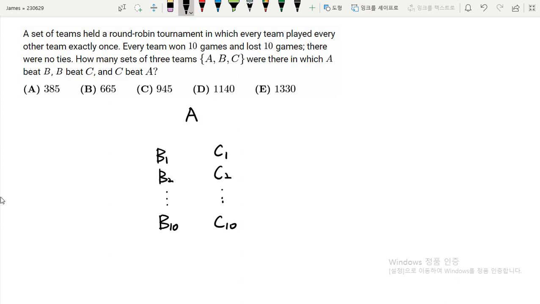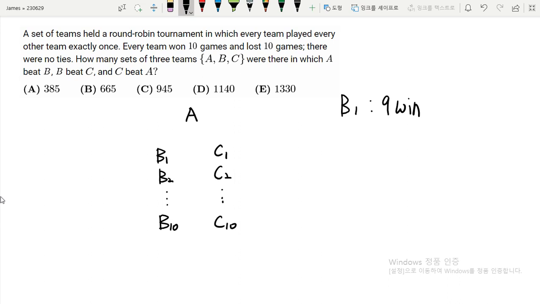So if we want to make the cycle, let's start from B1. B1 also will play all the other teams, and let's say this B1 wins all the Bs. That means B1 has 9 wins.